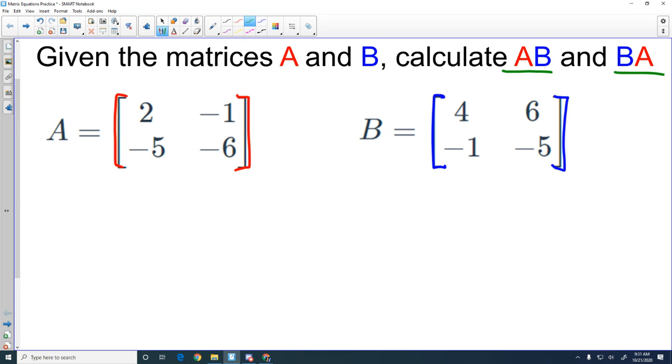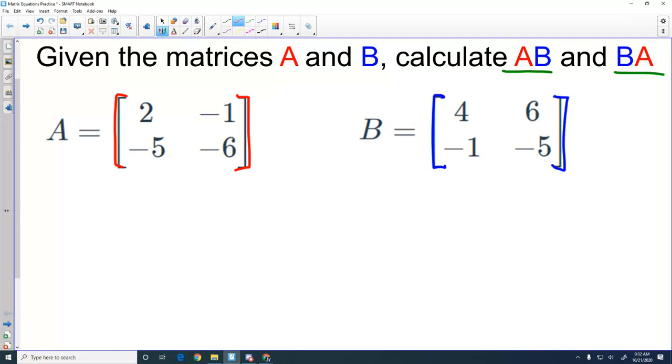Now I've mentioned in class a few times how multiplying by matrices is not commutative, which means if I switch the order of the two things I'm multiplying, we're not going to get the same answer. And so I just want to demonstrate that to you right here. And it'll be good practice with just your basic matrix multiplication.